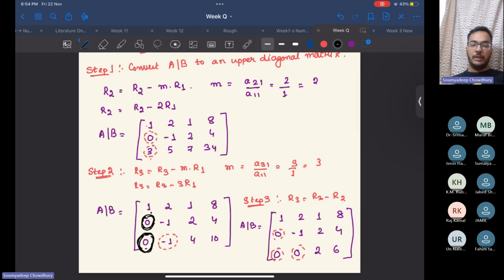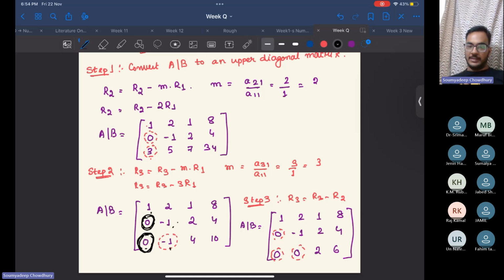So we operate on R3 and R2. If you see, here is minus 1, minus 1. So if we subtract R2 from R3, we will get this 3,2 element as 0. That is what we do here in step 3, R3 minus R2. So 0 minus 0 is 0. Minus 1 minus minus 1 is 0. 4 minus 2 is 2. 10 minus 4 is 6. So now you can see that at the end of step 3, the A slash B matrix is an upper triangular matrix.